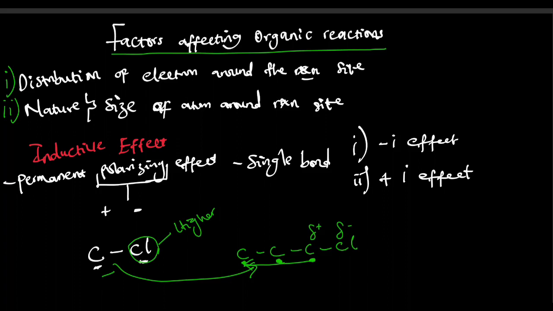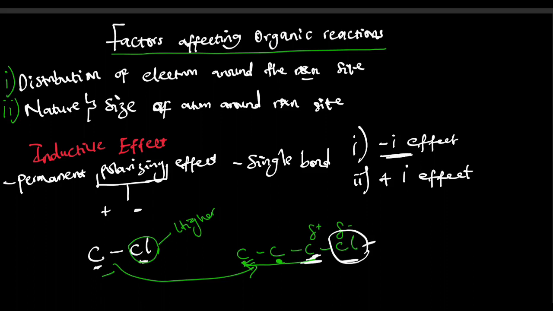So now, when the group attached is withdrawing electrons, this particular group attached to this carbon, when it withdraws electrons with respect to the carbon, the effect is termed a negative inductive effect.